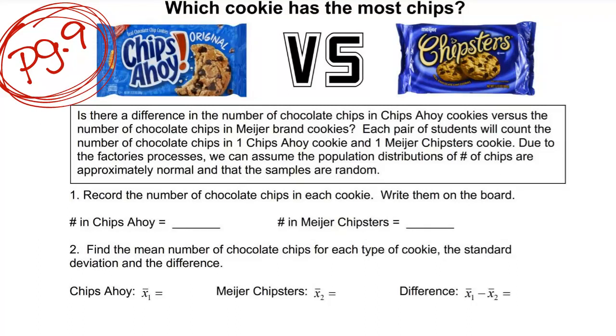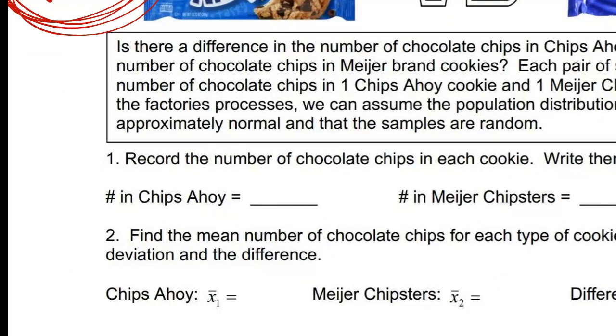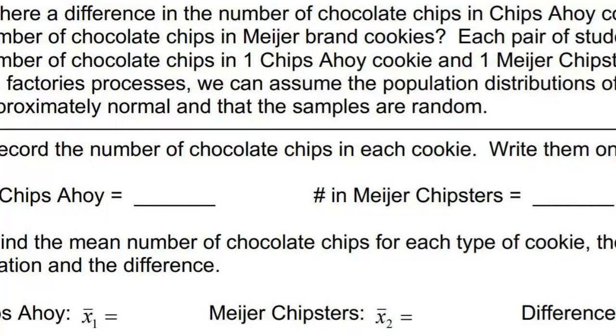Time for us to start getting this together. Where did my lesson go? I need to start recording data. So I'm going to move around the room. I want to know your Chips Ahoy. And then I'm going to come around and ask for your Kroger, because we used Kroger, not Meijer.